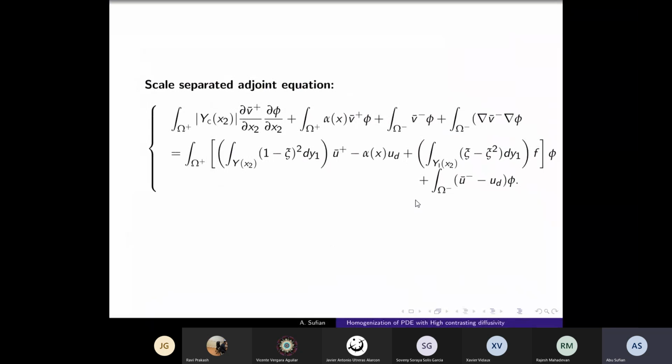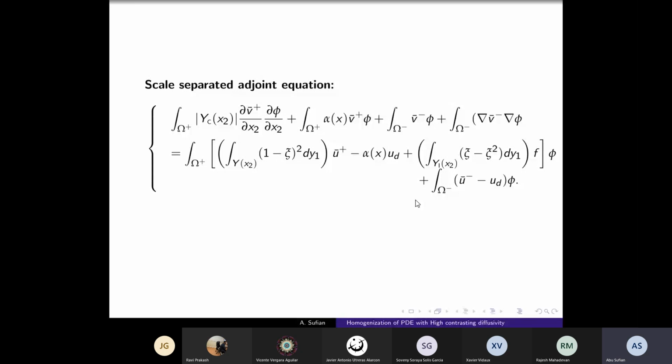So if you know the adjoint state, cost functional and state equation, that means you know your full optimal control problem. So for this case, we are able to separate the scale from the two scale form.